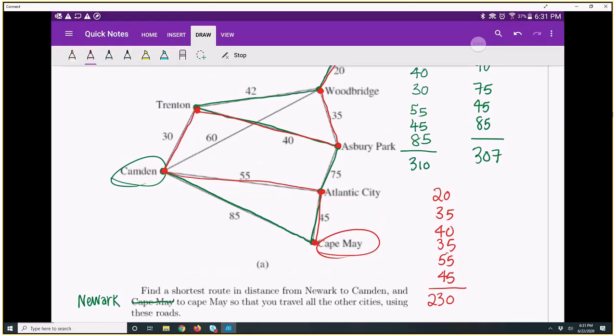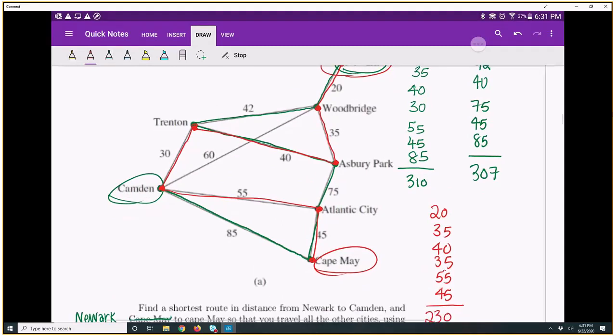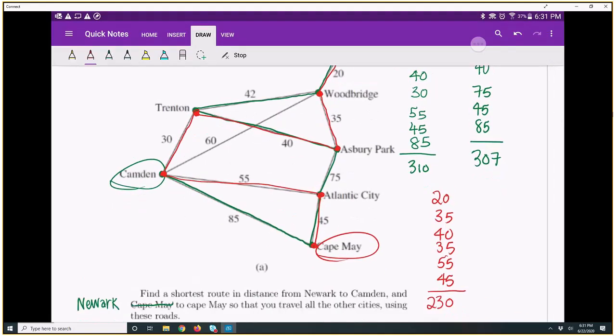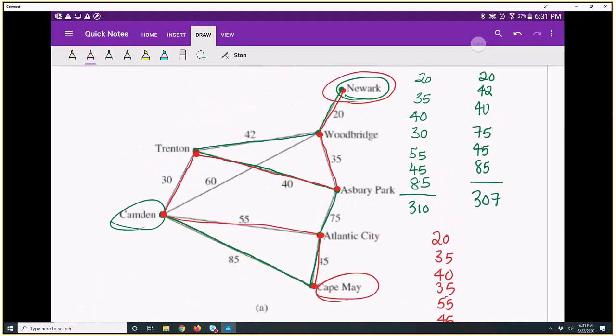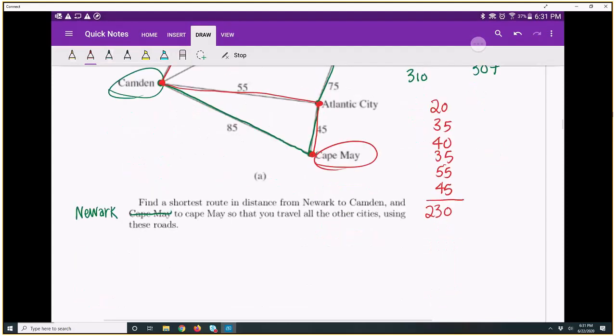And in fact, to visit all of the cities, this should be the shortest distance to travel from Newark to Cape May. So you can see that depending on the choice of the city that I need to end up in, it can make a significant difference in the amount of miles traveled. I've still visited all of the cities, but because of the way that the roads connect the cities, it was much more efficient to end up in Cape May. So that's one thing to consider.